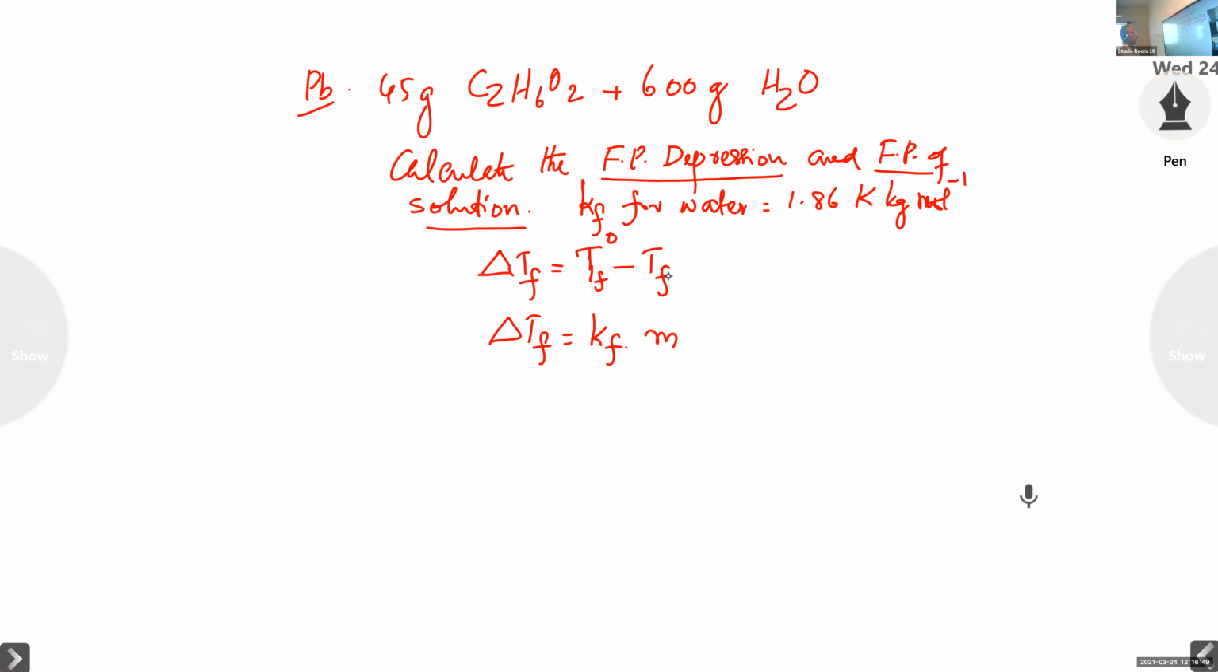The second one is freezing point of the solution. Which of these is the freezing point of the solution? Use the relation. Tf.